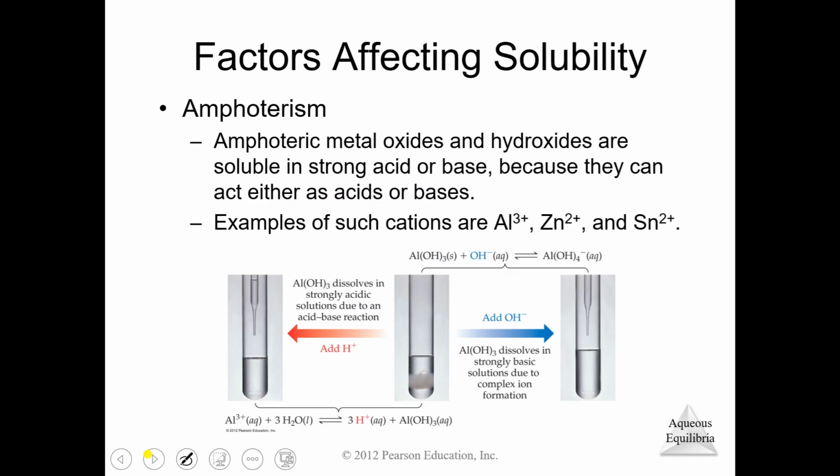Amphoterism basically means that metal oxides and hydroxides can behave like an acid in a basic solution, and they can behave like a base in an acidic solution. So when we have amphoterism, meaning they can behave as either one, their solubility increases. These are just some examples of common cations that can behave as both an acid or a base. When we have one of those present, it increases solubility.